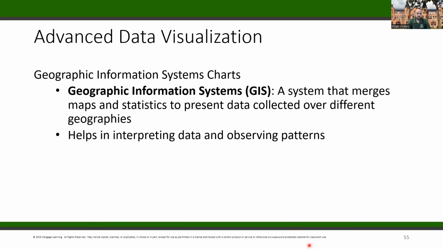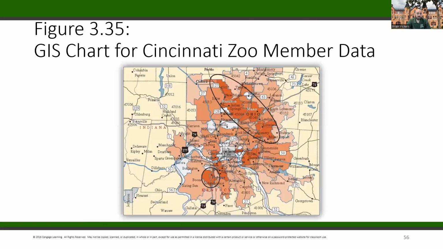Graphical information systems, this is where you overlay values over a map. These are very neat. These are good for some things and not good for other things, but here's one where you can see, okay, we want to know where the Cincinnati Zoo members live, right? The Cincinnati Zoo is located here, and we can see a lot of them live in this area, a lot of them live in this area.